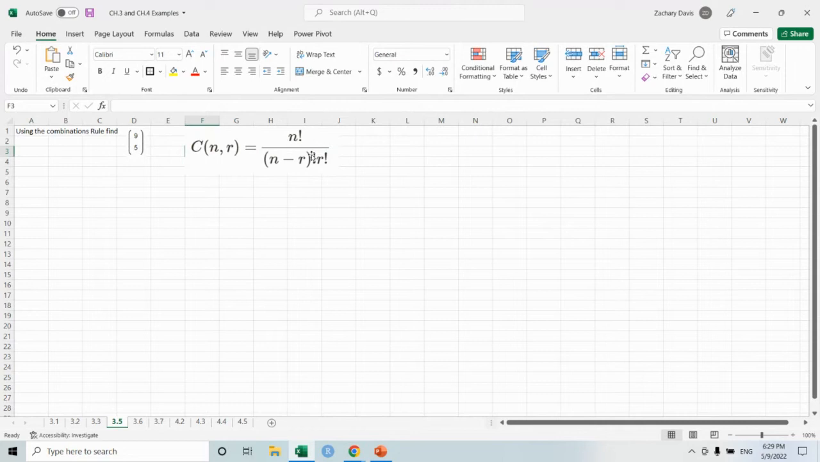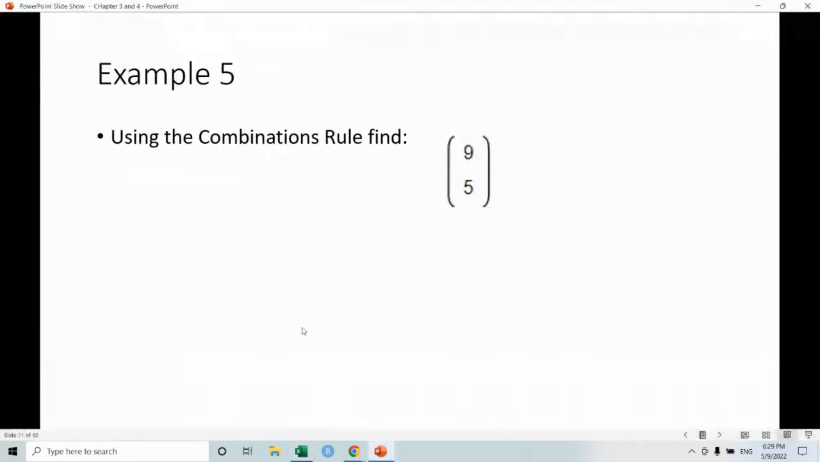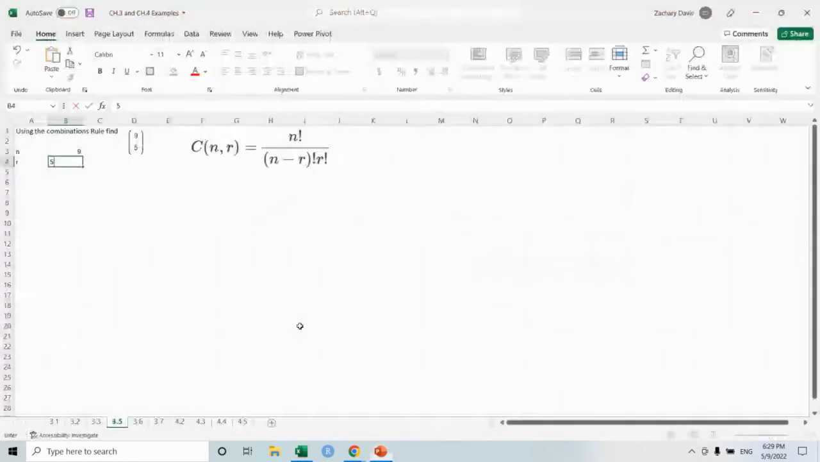We're going to use something called factorial, which is why I thought this would be a good example, because you can learn how to use another Excel function. We want to implement this function. So we can write it out. Well, so we know that N and R, so N is equal to 9 and R is equal to 5.